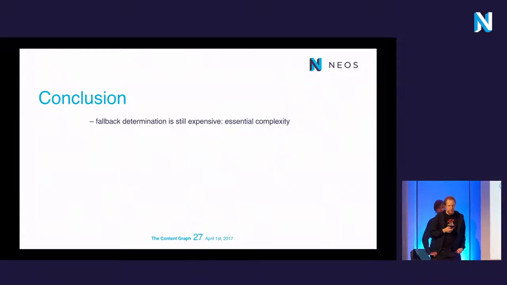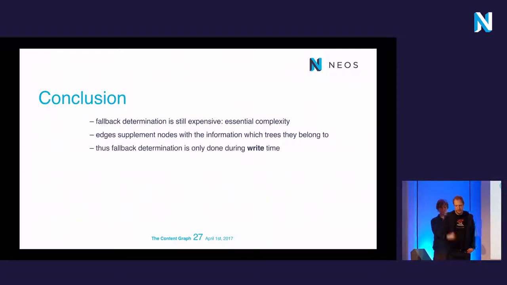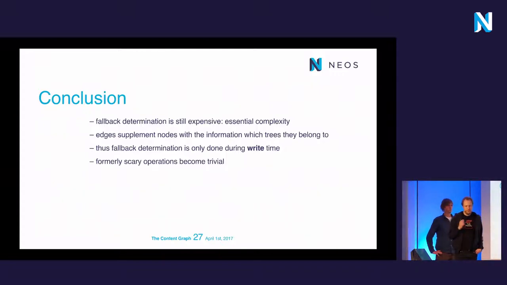So in conclusion, the fallback determination is still expensive. It's essential complexity in our system because we want that complex fallback to happen. Edges supplement nodes with the information which trees they belong to, because you can't just tag, for example, in a SQL database, a node data record with multiple entries and then query that. So let's put that into an edge. It's also the right model for that. Fallback determination is done during write time, not during read time. And formerly scary operations like moving become quite trivial.